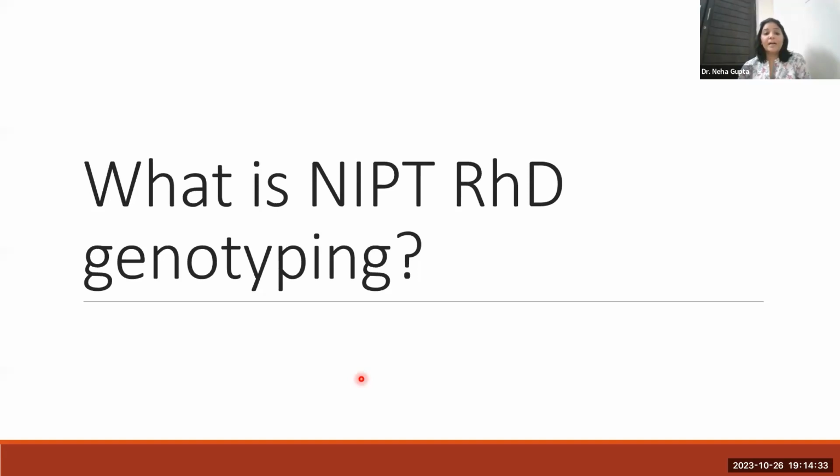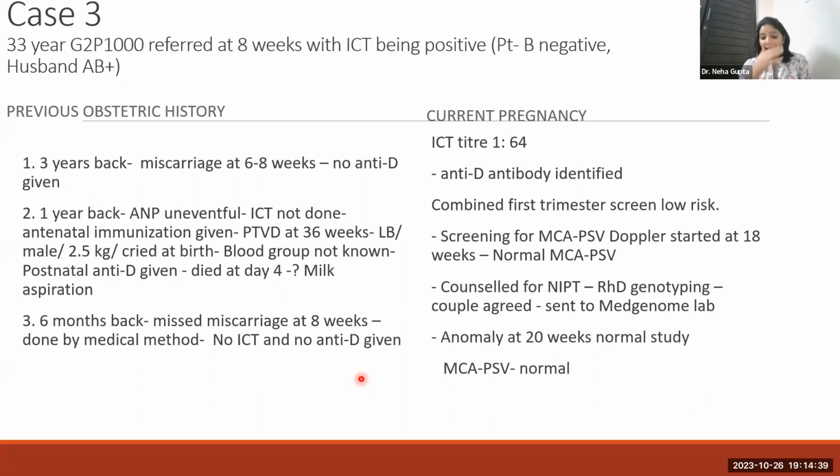Now let's talk about NIPT, non-invasive testing for RhD genotyping. I'll discuss these 2 cases. The first one was referred to us at 8 weeks with ICT positive. She had a first miscarriage, no anti-D given. Second pregnancy, 2.5 kgs baby weight, postnatal anti-D given, but the baby died at day 4. The history did not seem like that of an isoimmunized pregnancy. Another miscarriage, no anti-D given.